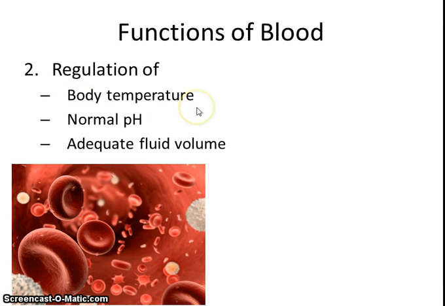And on the opposite side, when you're cold, you send more blood internal to save those internal organs, reduce heat loss to the extremities.